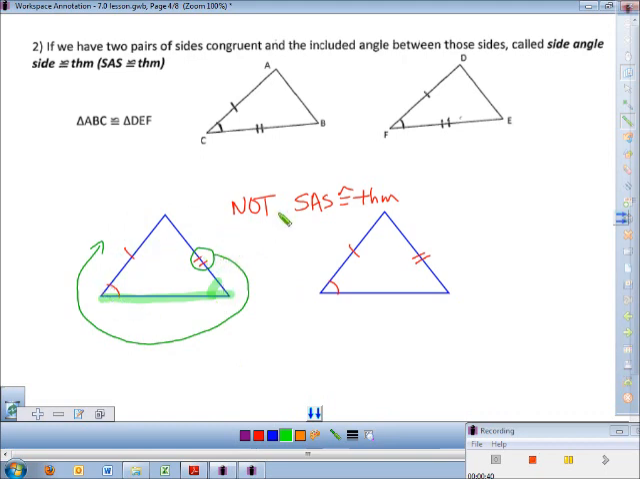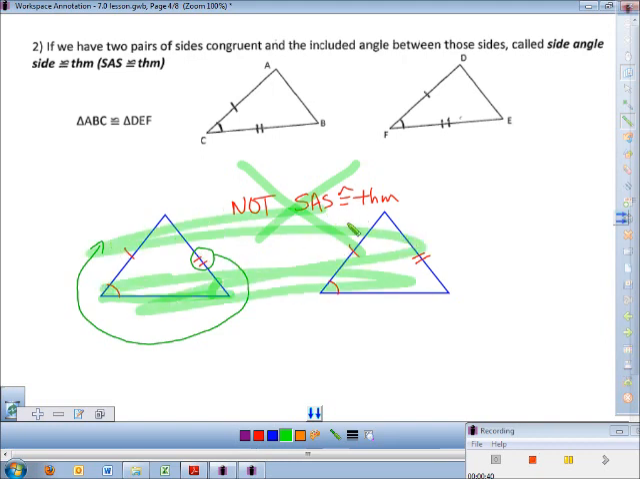It just doesn't work that way. So that's not side, angle, side. That's not why those two triangles are congruent, if they are. So side, angle, side, you have to go around consecutively, and the angle, the arc mark, has to be between the two sides when you do it. So it's got to look just like that.